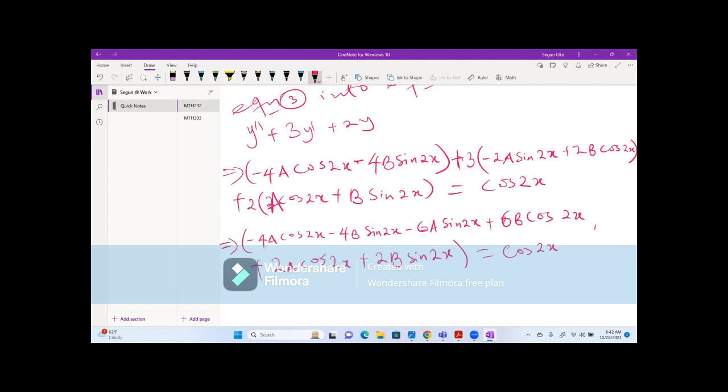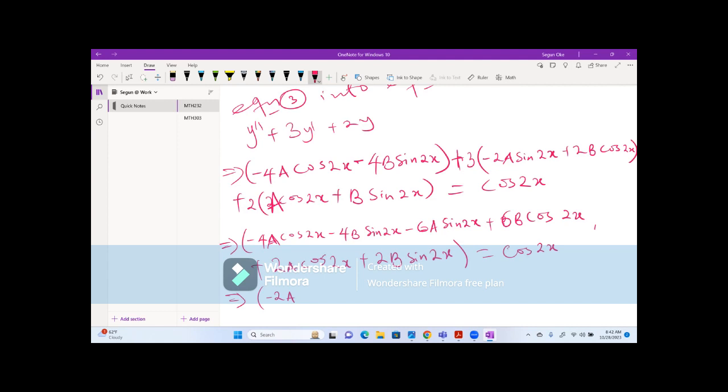Can we deduct? Remember, we have 4a here. 4a minus 4a plus 2a. What do we have? Minus 2a. Minus 2a. Thank you. Remember, cos 2x is common to them.